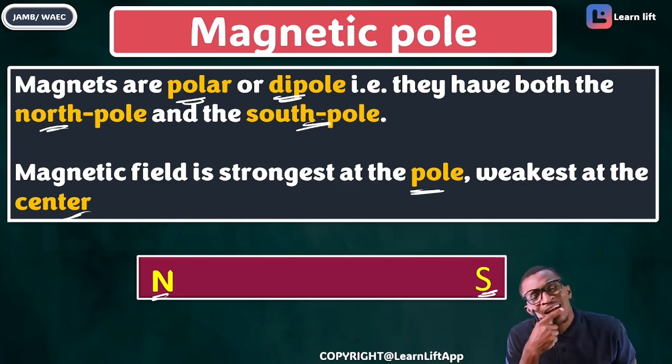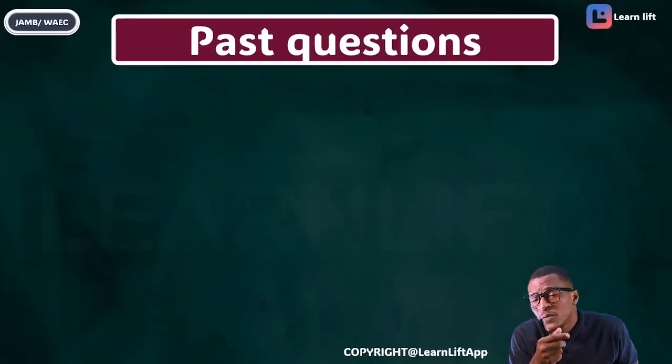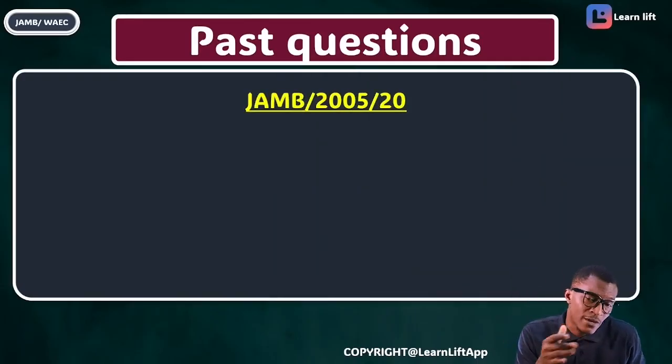They are strongest at the poles and weakest at the center. Now let's check a past question. If you fail this past question, I'm going to blow you. The past question is JAMB 2005, question 20.